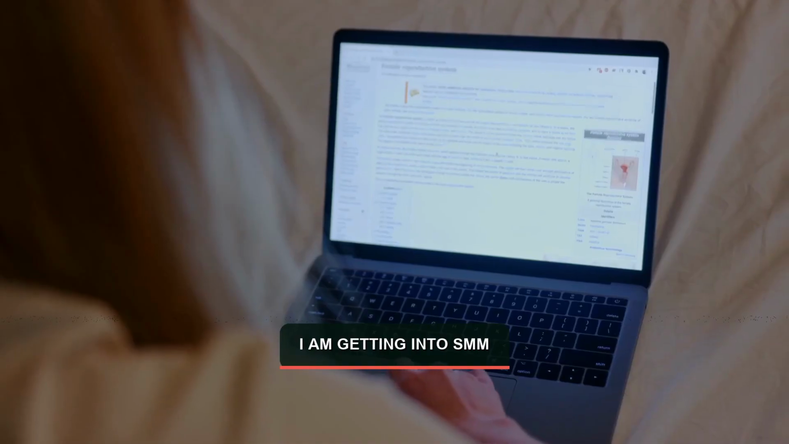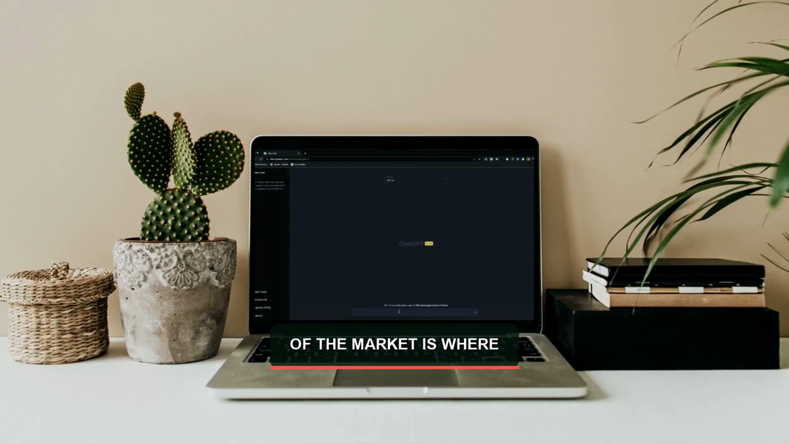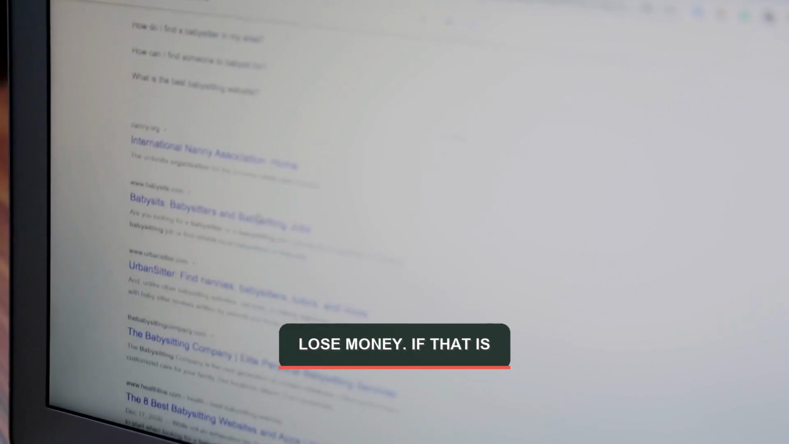Next up I am getting into SMM panels, the best ones, and how to spot the resold scam ones, because that corner of the market is where a lot of people quietly lose money.